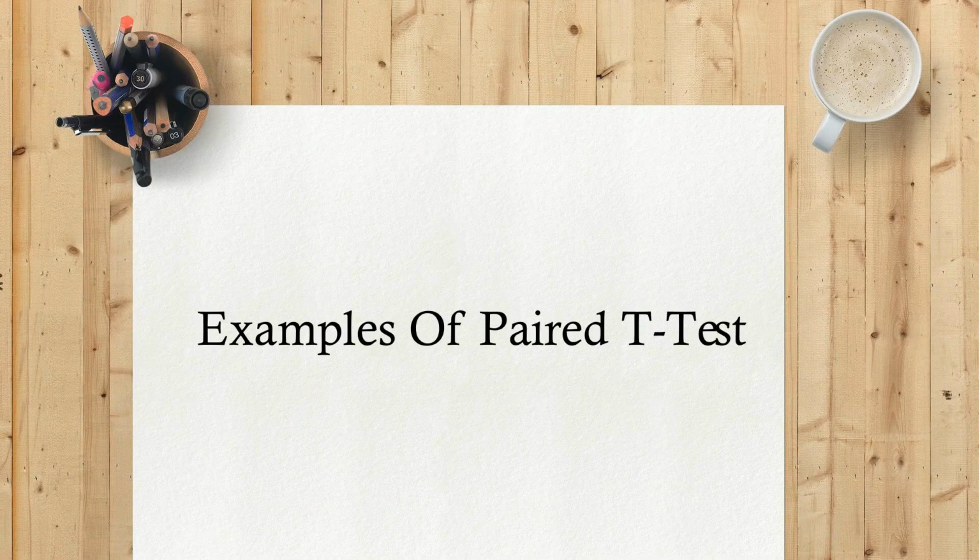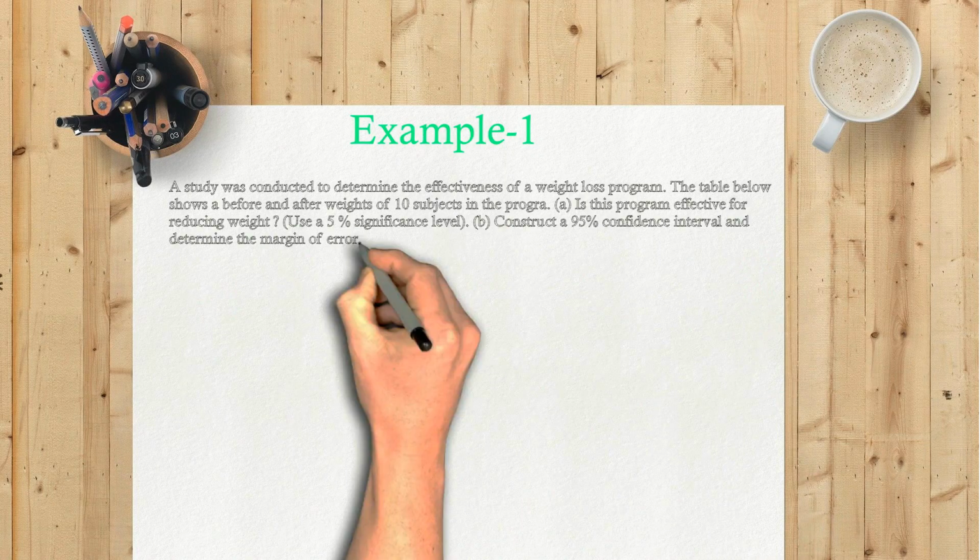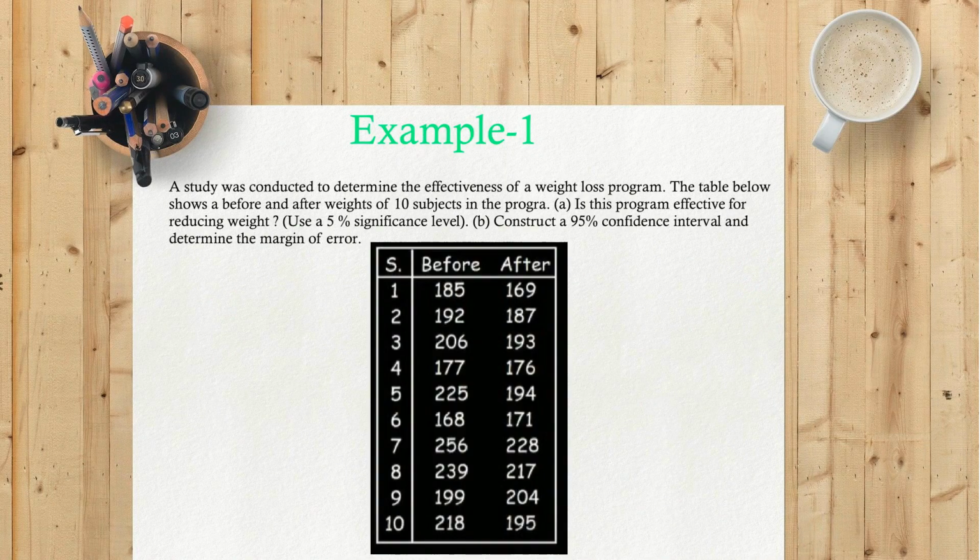Examples of paired t-test. Example 1. A study was conducted to determine the effectiveness of a weight loss program. The table below shows the before and after weights of 10 subjects in the program. A. Is this program effective for reducing weight? Use a 5% significance level. B. Construct a 95% confidence interval, and determine the margin of error.